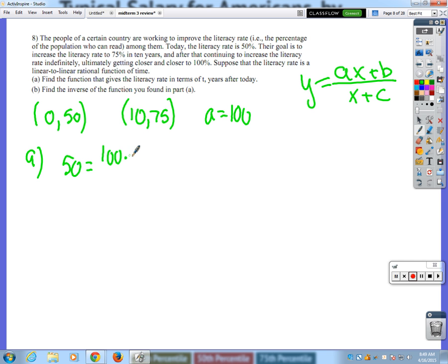100 for A, 0 for X, 0 for X plus B. Okay?